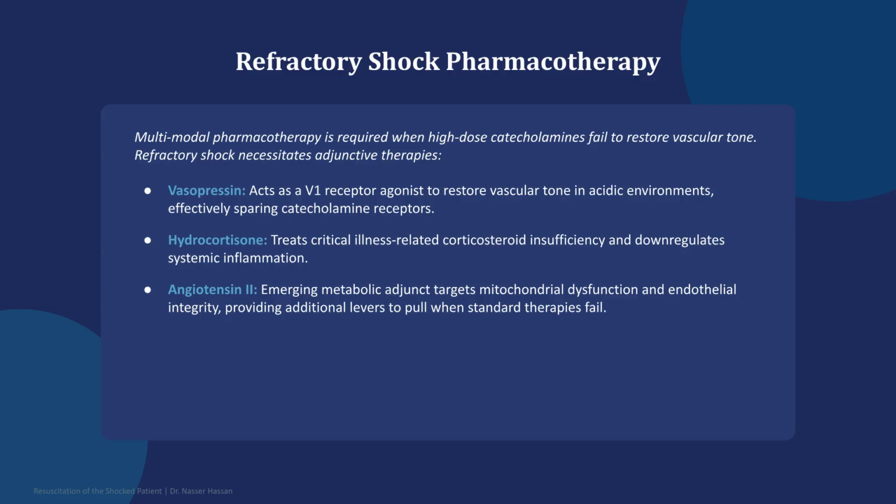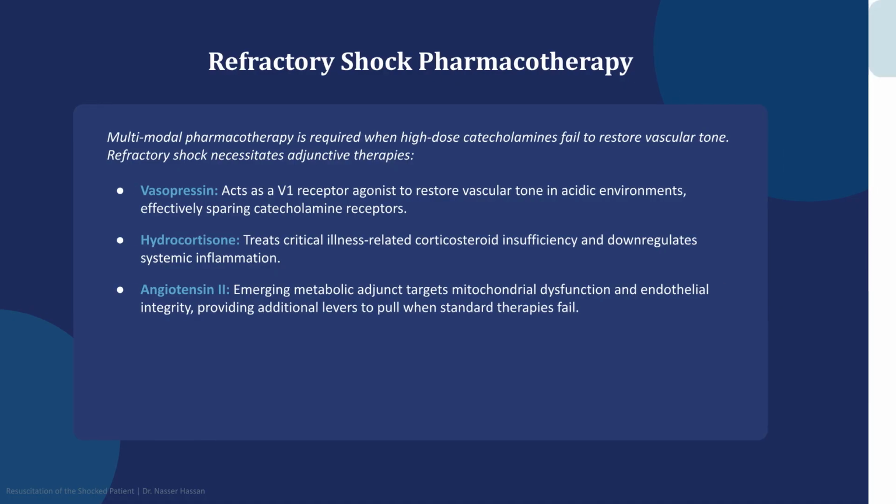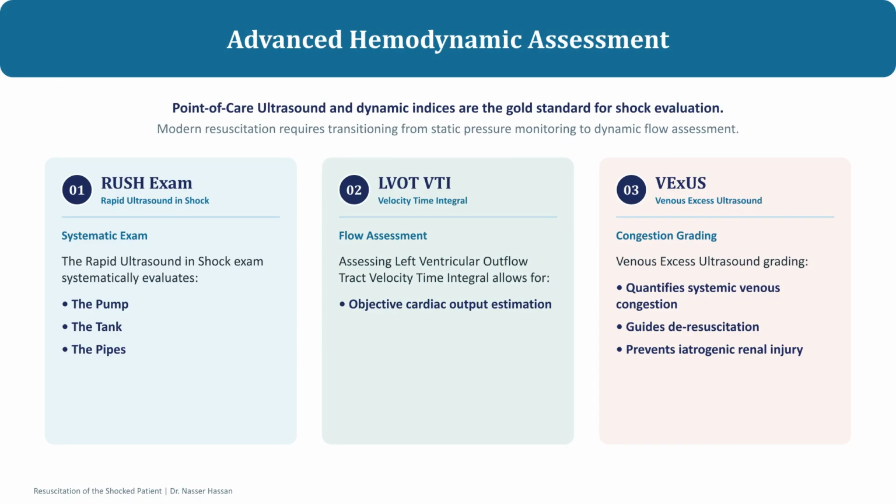Therapies like vasopressin for its V1 receptor effects, corticosteroids to address insufficiency, and angiotensin II can provide the necessary support when standard approaches fail. Modern hemodynamic assessment relies on point-of-care ultrasound.